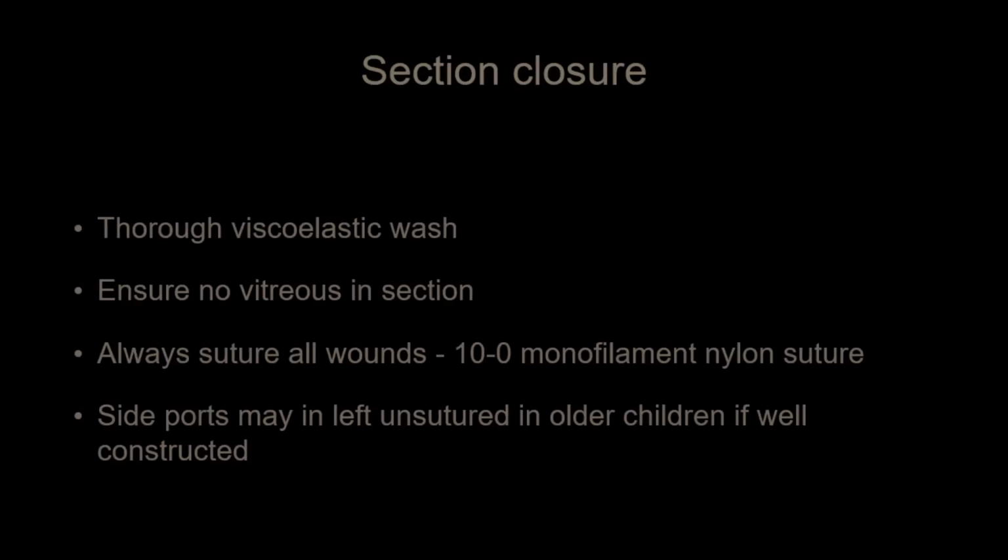Before closing the section, we want to ensure that there is no viscoelastic left behind, as that can cause a post-operative IOP spike. And we want to ensure that there is no vitreous in the section. So we take a look at the pupil and the rhexis for any peaking. We always suture all the wounds in pediatric cataract. Here we use a 10-0 monofilament nylon suture, or a 10-0 vicryl may also be used. Side ports may be left unsutured in older children if they are constructed well.